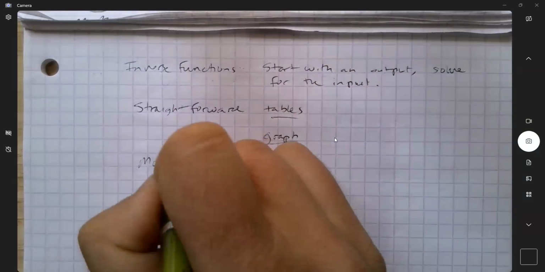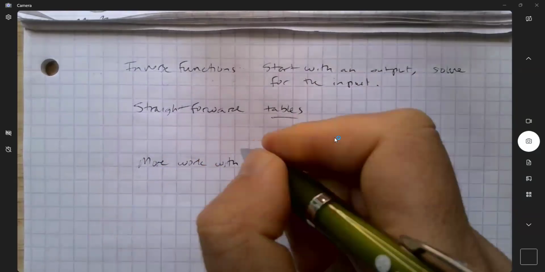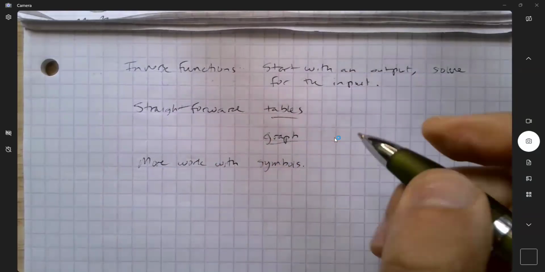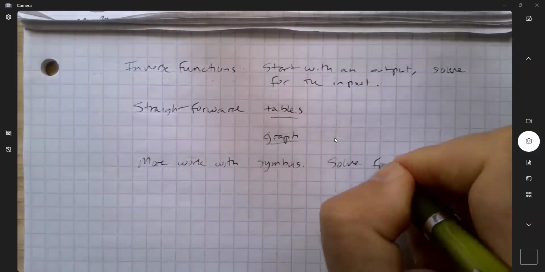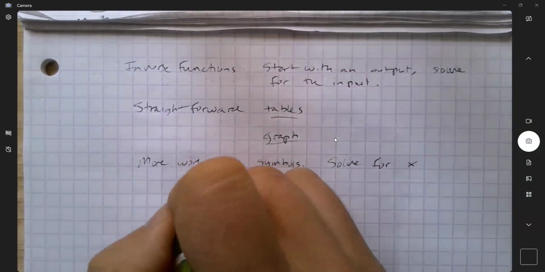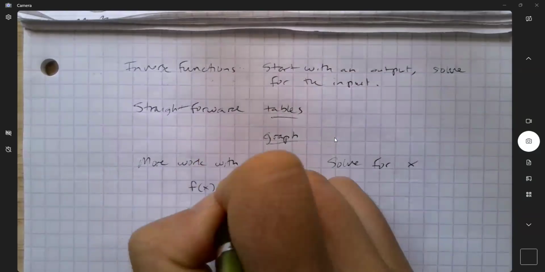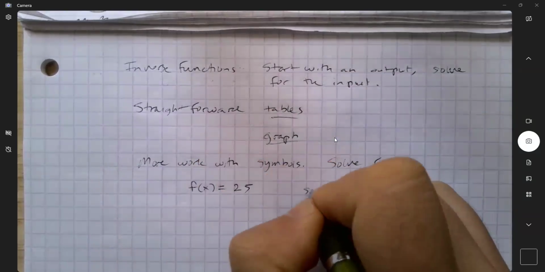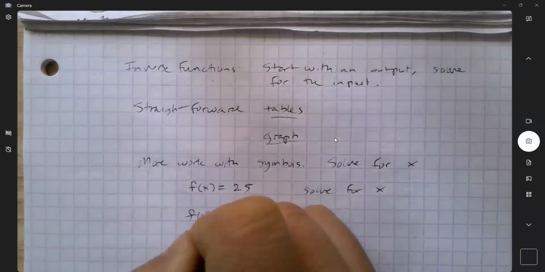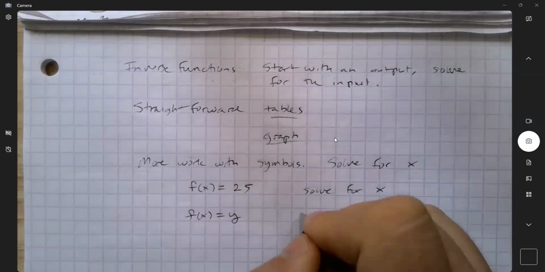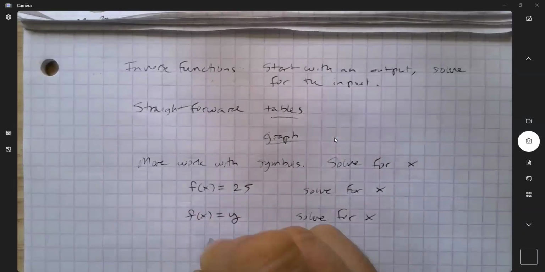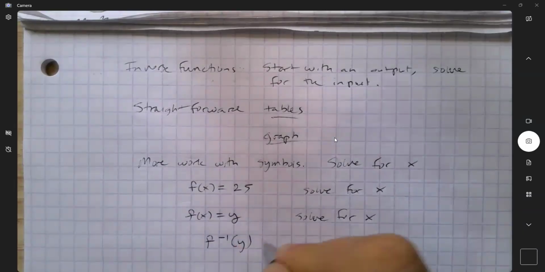It's more work with symbols because you have to solve for x. Whether you're solving it each time, like, as I said, f of x equals 25, so we solve for x, or we come up with a formula using f of x equals y, and you solve that formula for x, giving you f inverse of y.